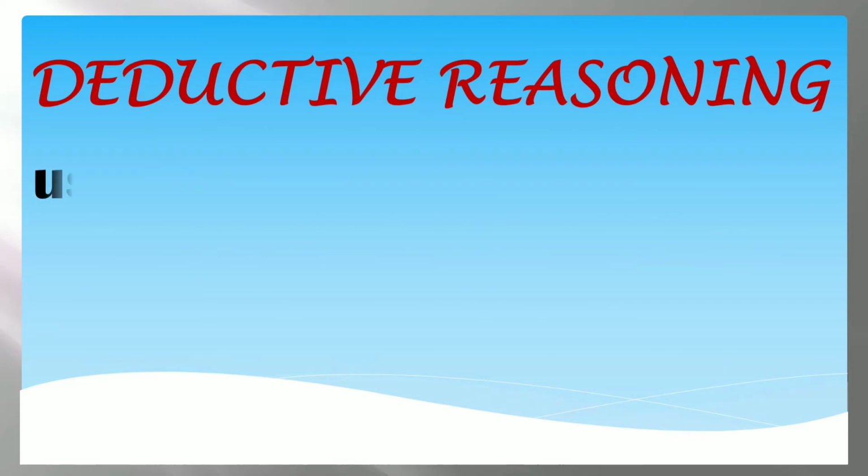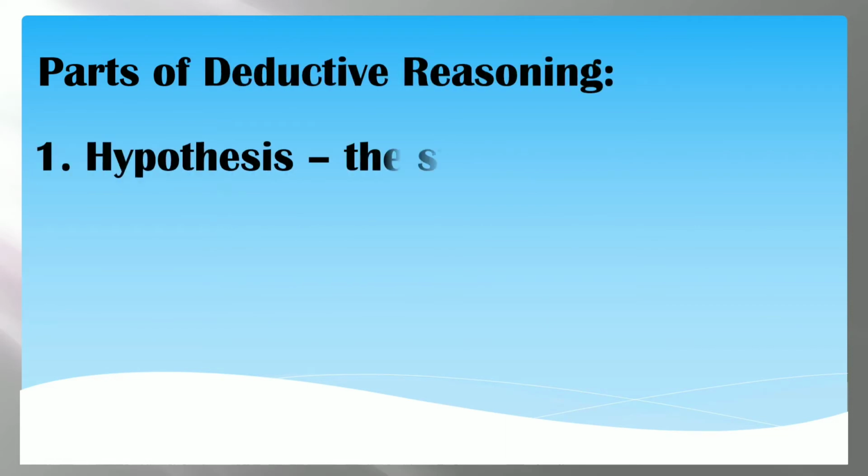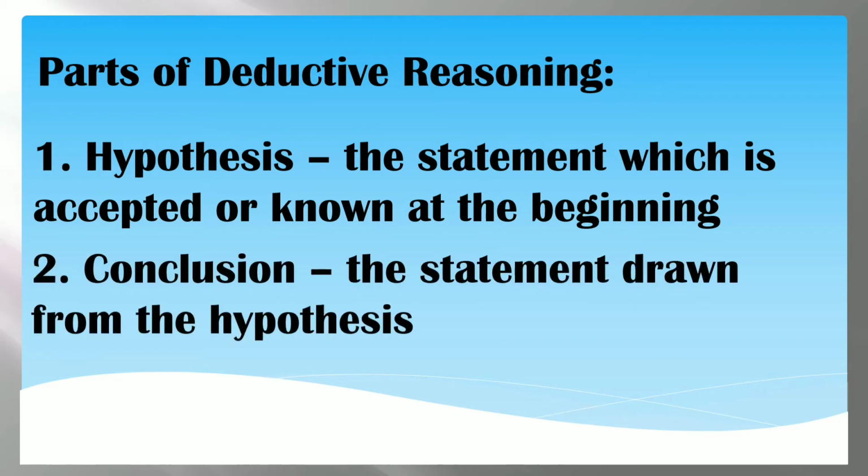When you say deductive reasoning, it uses basic or general statements to arrive at conclusions. So, pag sinabi naman natin deductive reasoning, meron na tayong generalizations. So, general to specific. So, meron na tayong concept, and then from that concept, kukuha tayo ng conclusion. So, parts of deductive reasoning. Number one, hypothesis, the statement which is accepted or known at the beginning. And number two, conclusion, the statement drawn from the hypothesis.